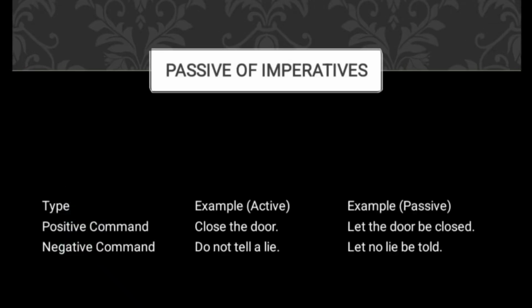Passive of imperatives. Imperative sentences are commands or instructions. For example, close the door. In the passive voice, we say, let the door be closed. Similarly, do not tell a lie. It will become, let no lie be told.